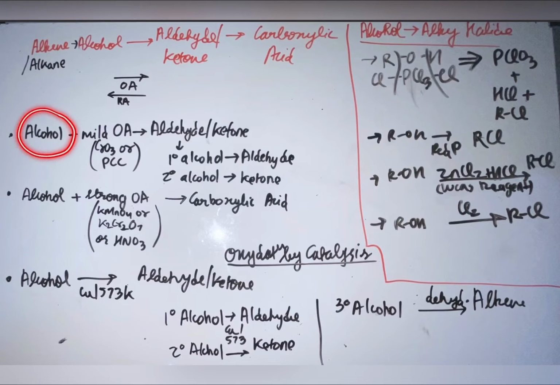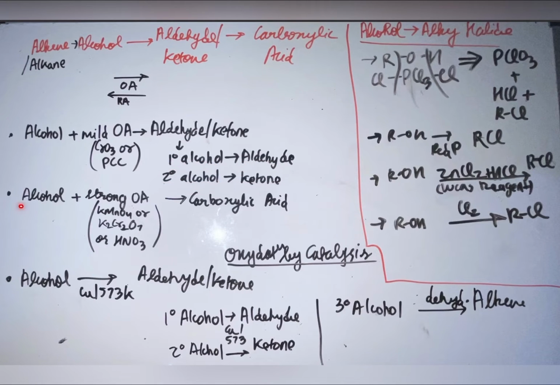So alcohol plus a mild oxidizing agent like CrO3 or PCC. These are two examples of mild oxidizing agents. This will give you aldehyde or ketone. From primary alcohol, you will get aldehyde. Similarly, from secondary alcohol, you will get ketone. So this is a method to remember: from primary, you will get aldehyde; secondary alcohol will give you ketone.